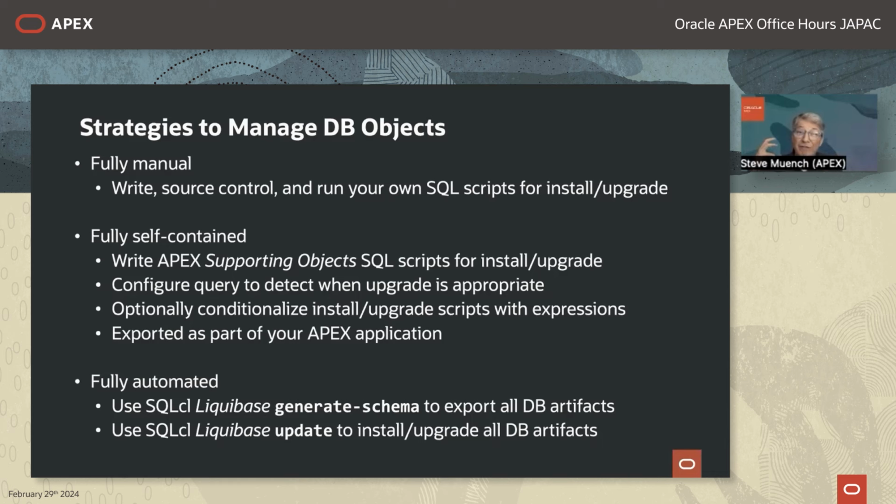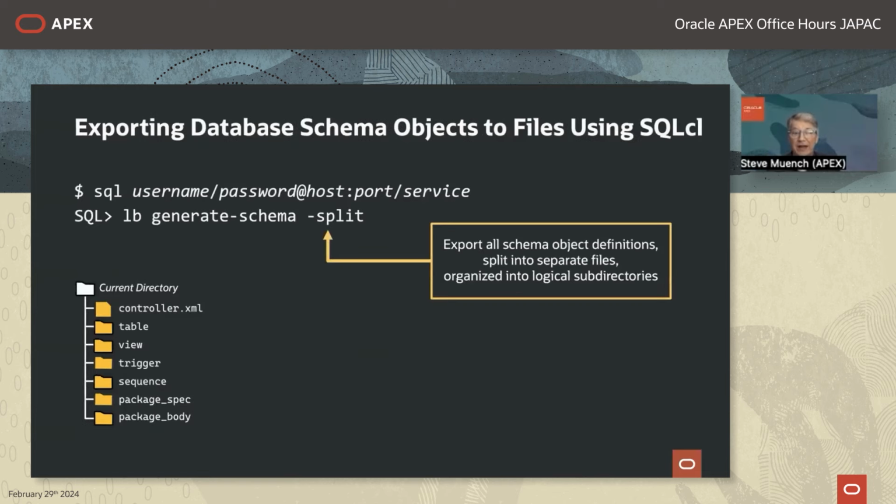You can also have a fully self-contained option that Apex supports using the feature called supporting objects. Apex provides a built-in facility for packaging install and upgrade scripts together with the application, along with some conditional logic that you can provide so that scripts will only execute under certain conditions. You can package that as part of your Apex application itself, and those scripts will automatically run when you install the app. And then the third option is a fully automated solution using Liquibase, which is a built-in feature of SQLcl to generate an XML representation of your schema and then intelligently figure out what's different in a target environment and apply those changes. So we'll look at that third option, the fully automatic option.